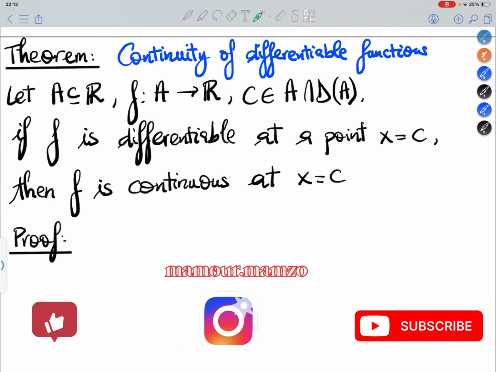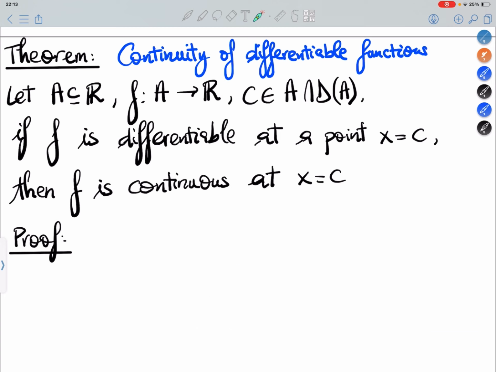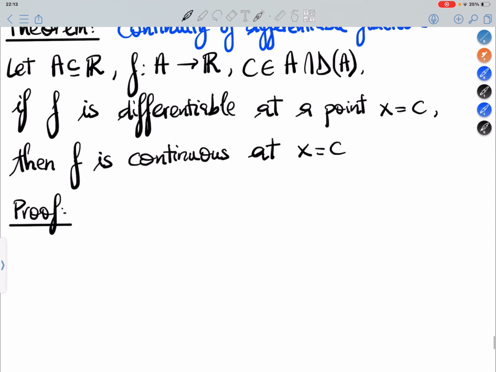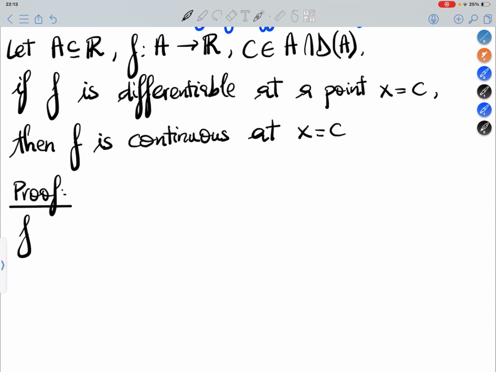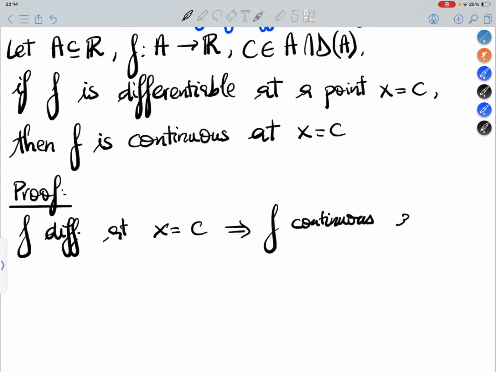Hi guys, so in today's video we're gonna prove that if a function is differentiable at a point c, then it is definitely continuous at that point c, right? So if f is differentiable at x equals c, then f is continuous at x equals c. So basically what we want to prove is that f differentiable at x equals c implies f continuous at x equals c, right?